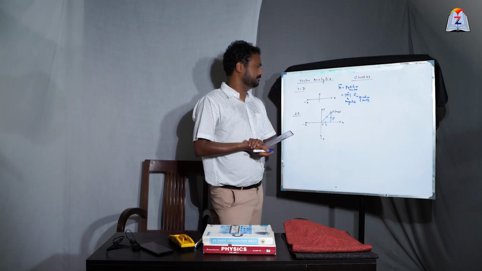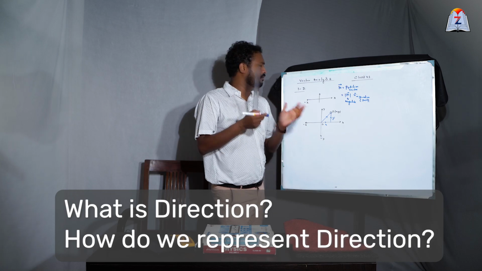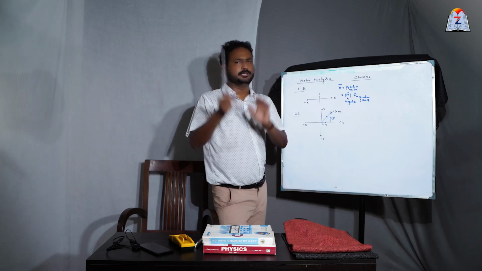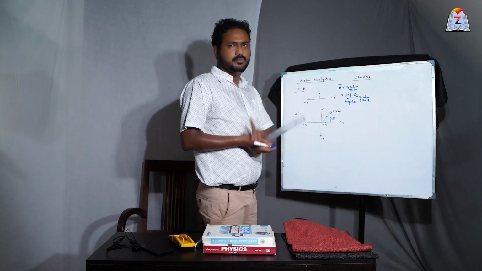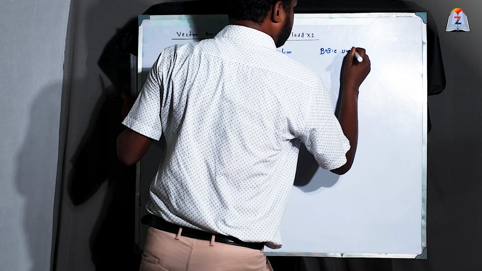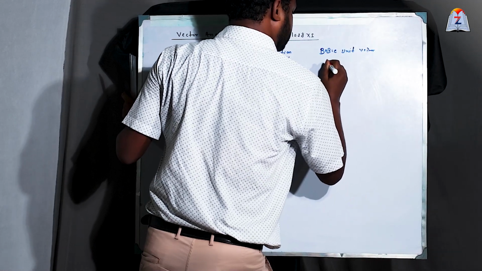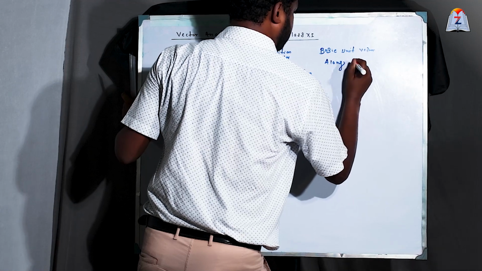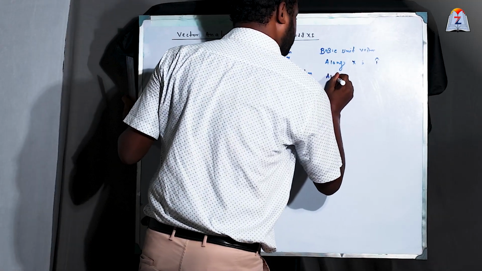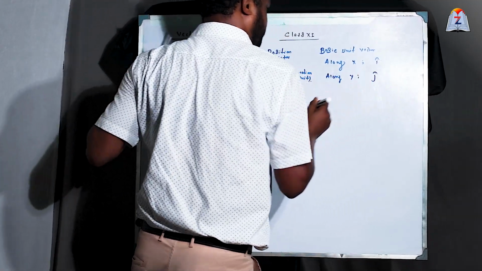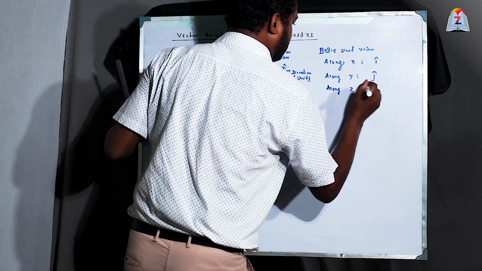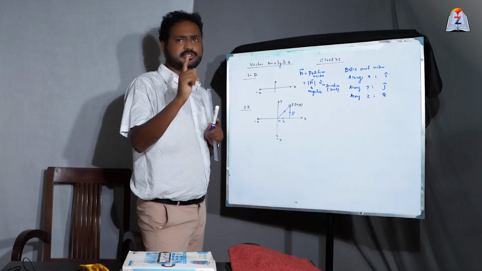Now we have a question. What is the direction and how do we represent the direction? Basically, we discuss firstly 1D and 2D, then we go for 3D in my class. Actually, we have three basic unit vectors. That means we have three basic directions. Along x, it is called i hat or i cap. Along y, it is called j cap. And along z, it is called k cap. That means we have three fundamental vectors or unit vectors.